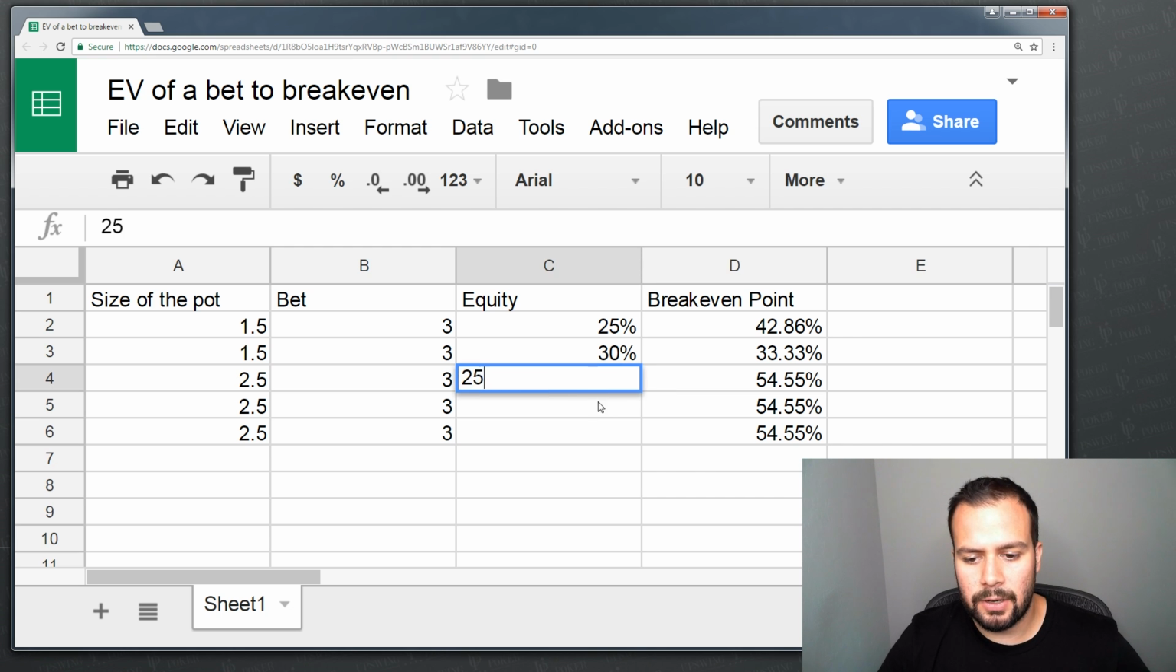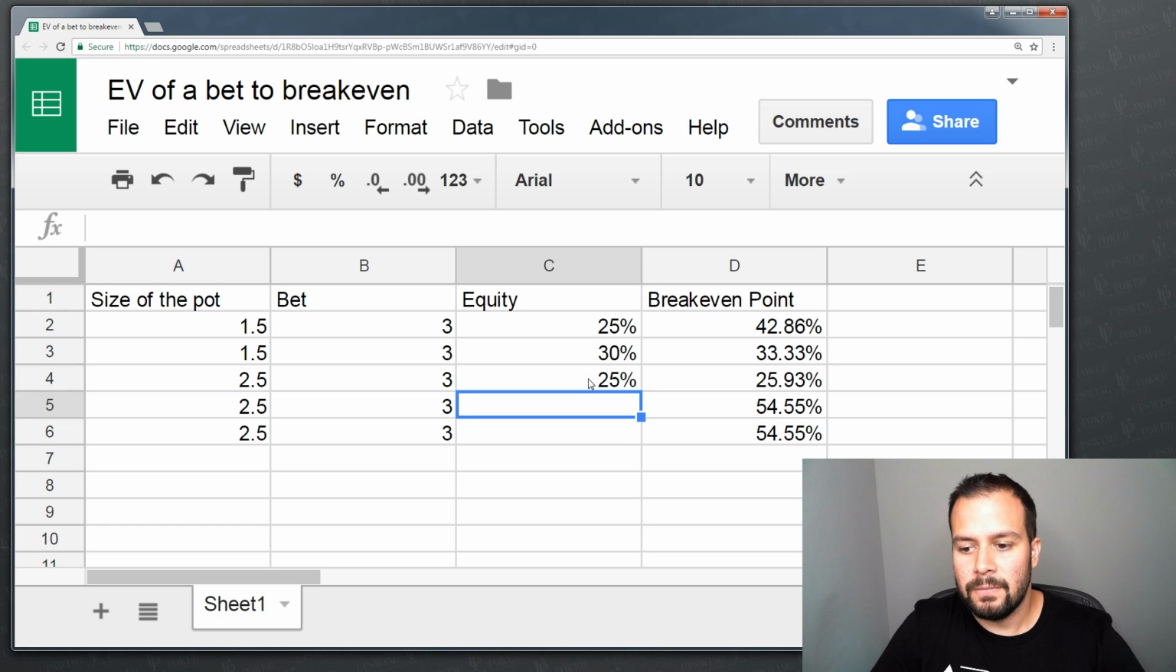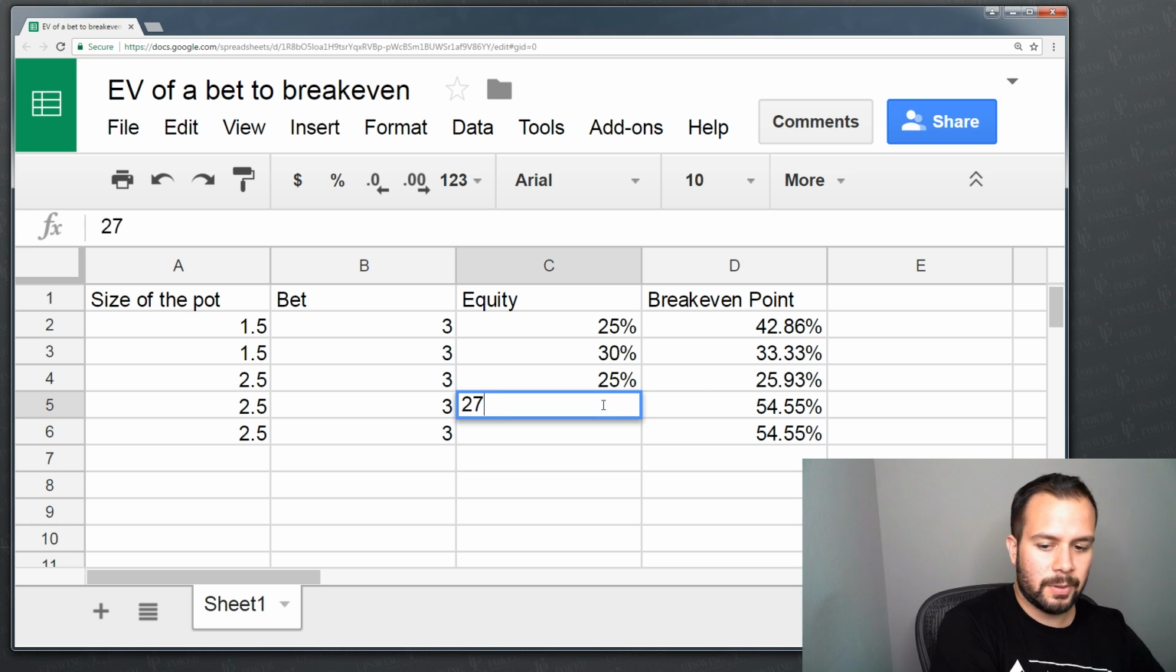So what about here if we have 25%? Here, if we have 25%, we only need them to fold 26% of the time. That said, the big blind is going to be getting a much better price, and it's probably going to be folding less. So this is close, but maybe no cigar. What about 27%?